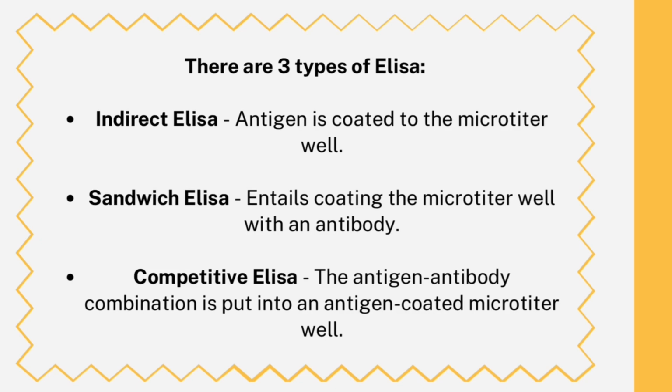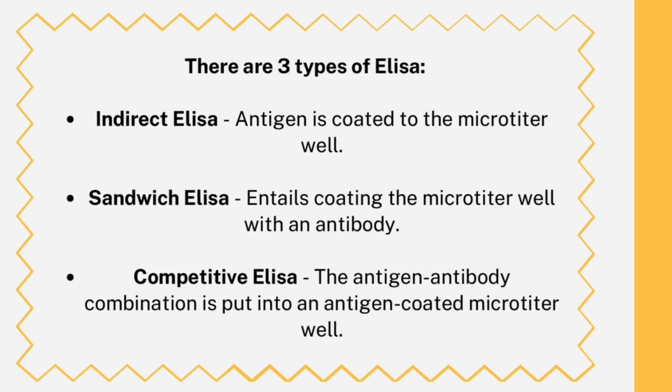Second one is the sandwich ELISA. It entails coating the microtiter well with an antibody. It is a method that scientists use to check whether an antigen or an antibody is present in the sample. The capture antibody and the detection antibody, which each detect a separate epitope of the antigen, are coupled together with the analyte to be analyzed. As a result of its sensitivity, this format is widely utilized.